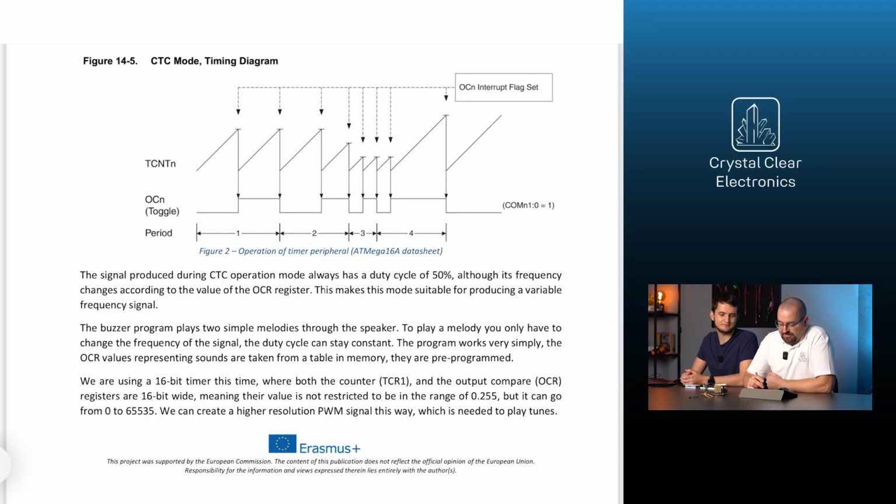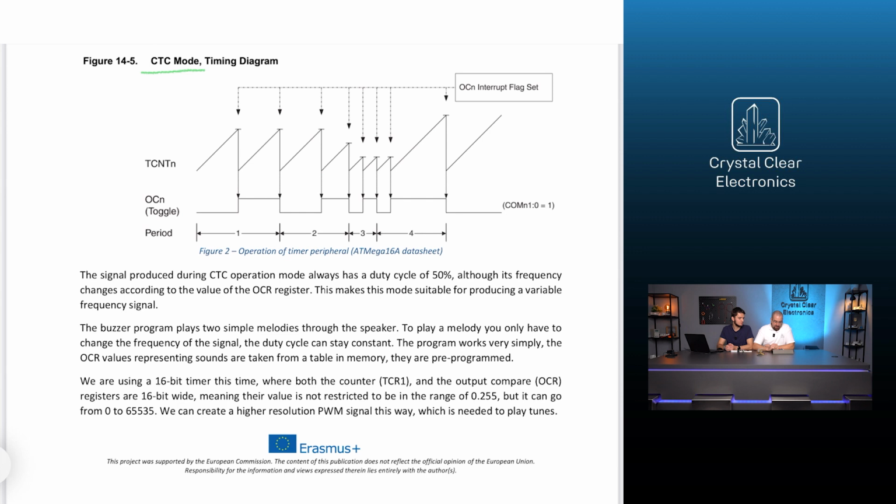In this example, the timer peripheral works in clear timer on compare match mode, or CTC for short. This mode is shown in the figure. When the values of the counter and the comparator register are the same, then not only the output changes state, but also the counter is reset and the counting starts over.